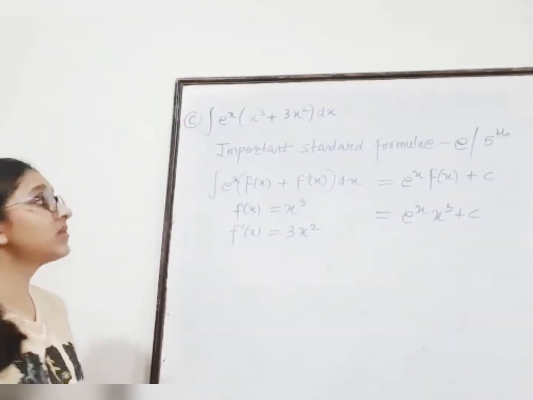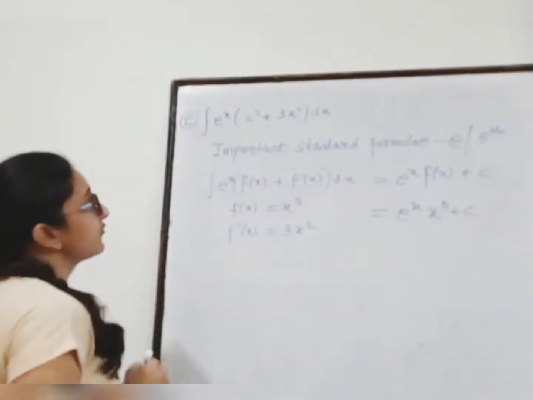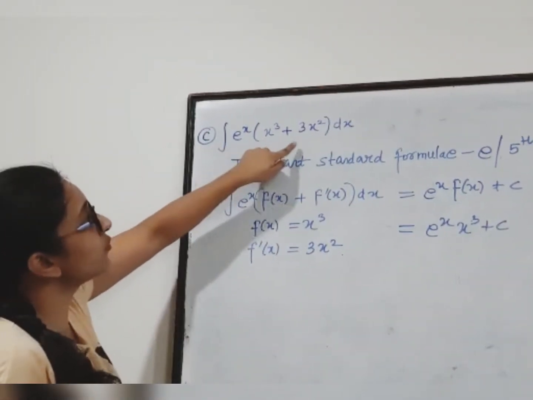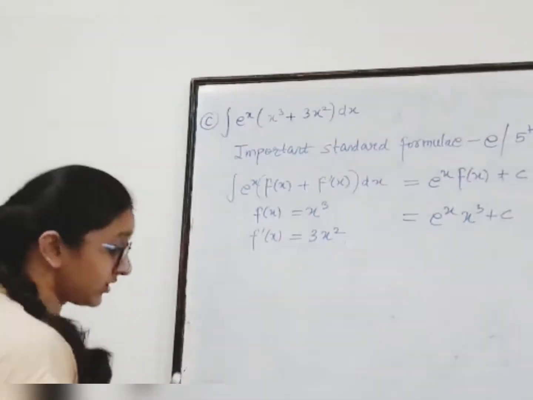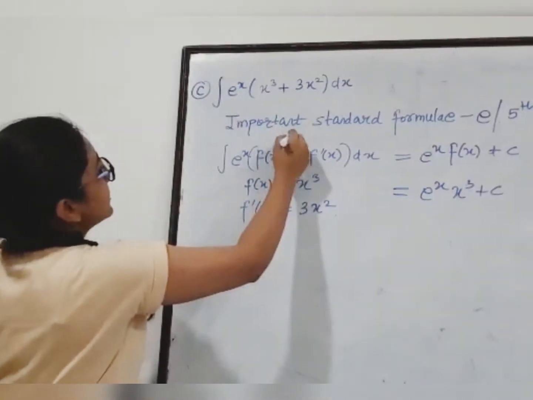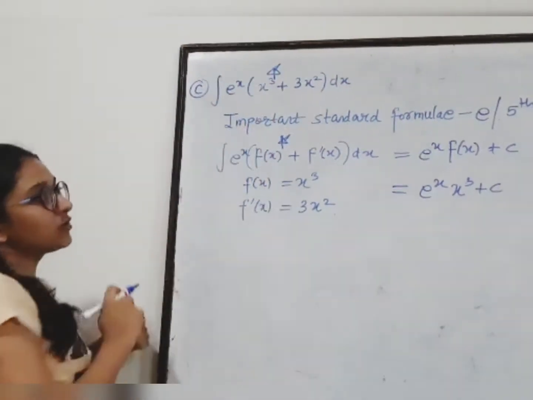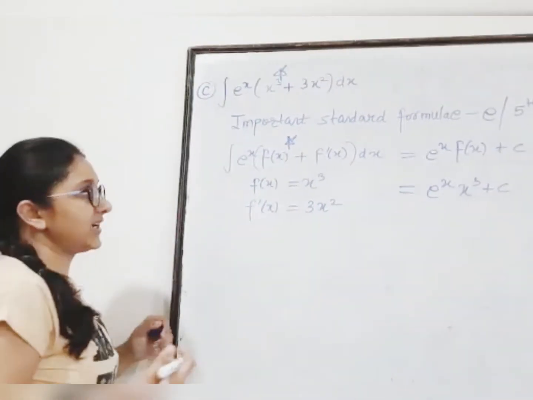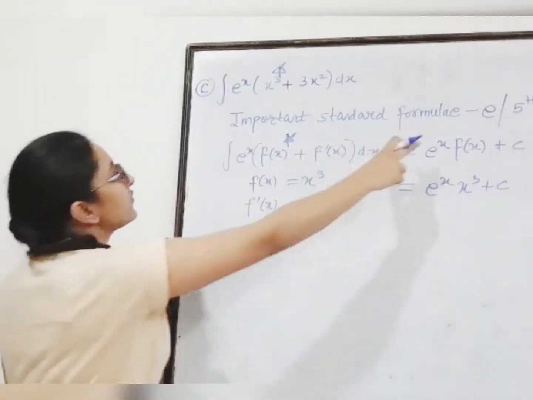Now here we use the important standard formula 5th. The question is integration of e to the power x in bracket x cube plus 3x square dx. Now the catch here we can easily see is the e to the power x, so we will think, which formulas have e to the power x in them. Then if we shortlist, we have the 5th formula.